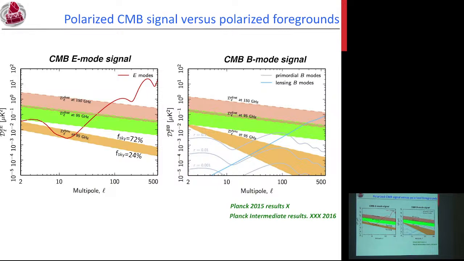This is from lambda CDM with tau equal to 0.06. It depends on the other cosmological parameters. So you want to measure tau. The cleanest way to measure tau is to measure this. So if I change the optical depth, what do I expect to see for different values?